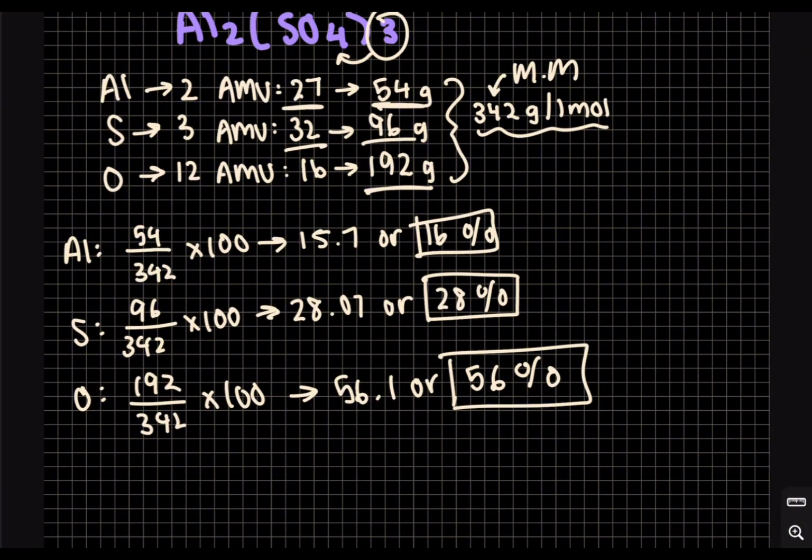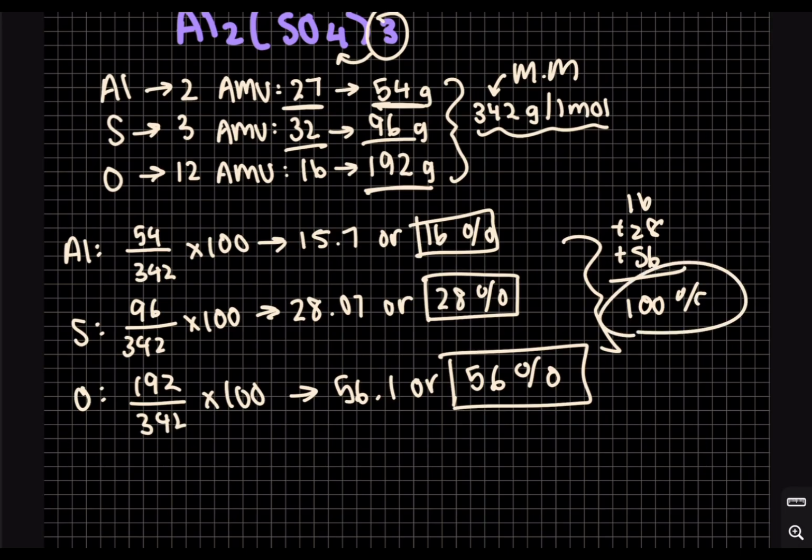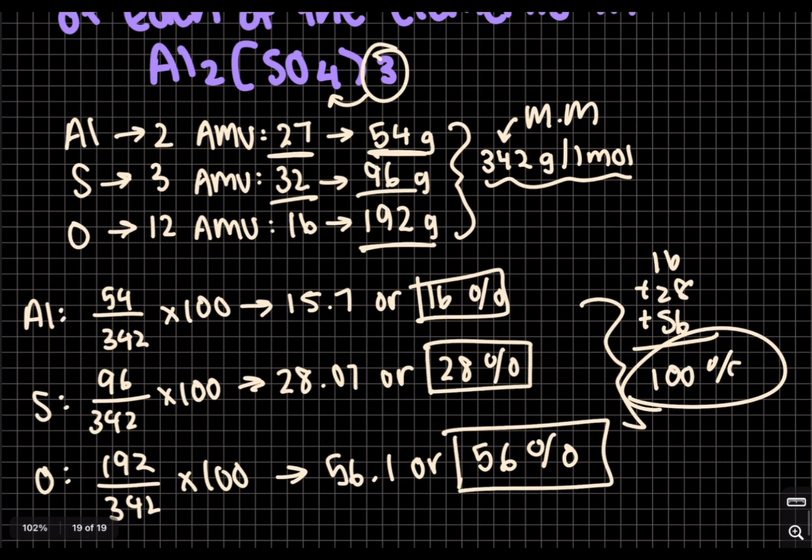So I am going to just go on my calculator, or just do it by brain, and add up all of my different percentages to see if they make 100. So 16 plus 28 plus 56, that should be 100%, if I'm not mistaken, meaning that these answers are correct, and we've actually solved the equation.